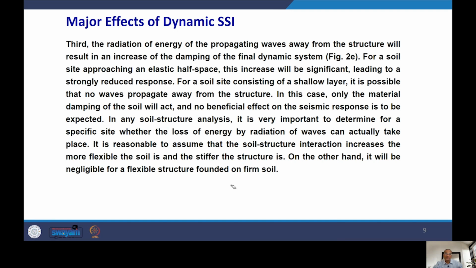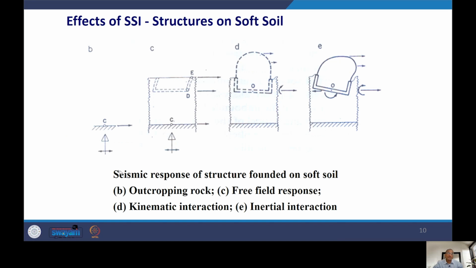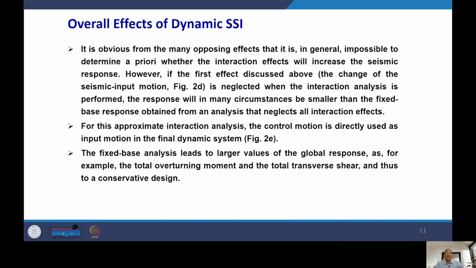So these are the points regarding the effect of SSI. Now coming to these effects of SSI, which we have already discussed. Now the third, overall effect of dynamic SSI. When we talk about the overall effect of dynamic SSI, first of all one needs to understand there are many opposite effects. In general, what is the opposite effect?